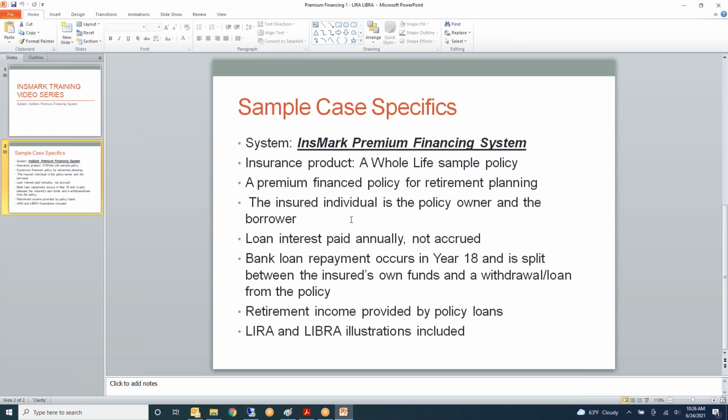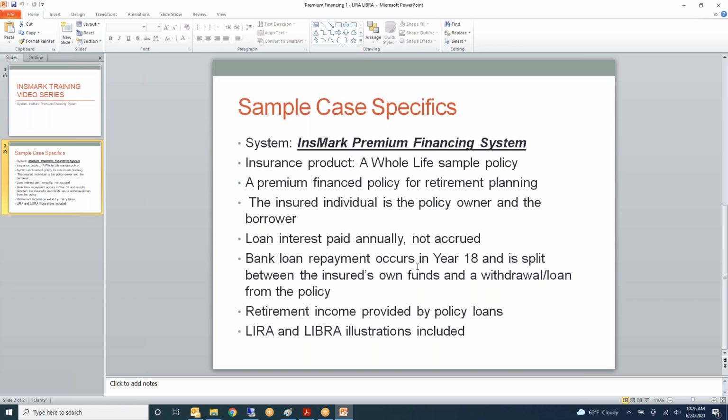So the insured individual is the policy owner. Okay, so it's not a business or a trust that's going to be owning the policy, rather the individual. And then he is going to be the borrower of the premium dollars from a bank. The loan interest is assumed to be paid annually, so it is not accrued. And the bank loan repayment is designed to occur in year 18, okay?